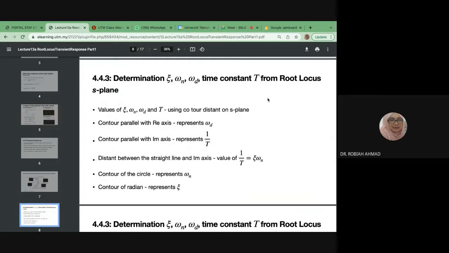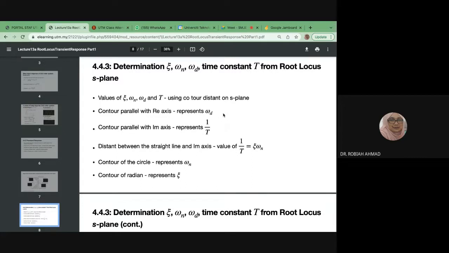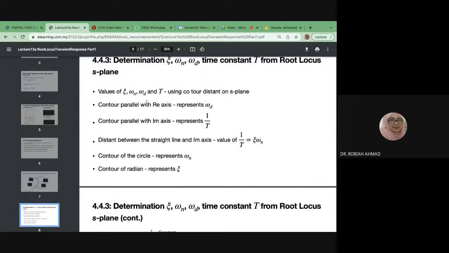Okay, so actually there is another way of finding that from our root locus that we sketch sebelum ni lah. So the value of zeta, omega n, omega d and t using contour distance on S-plane. Saya tulis ni. Contour n tertinggal. Contour parallel with real axis represent omega d. Contour parallel with imaginary axis represent 1 over t.